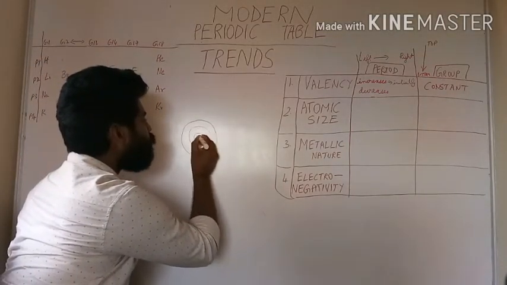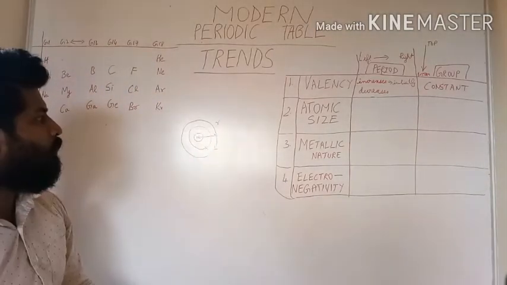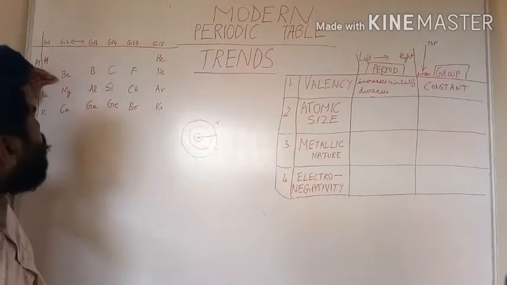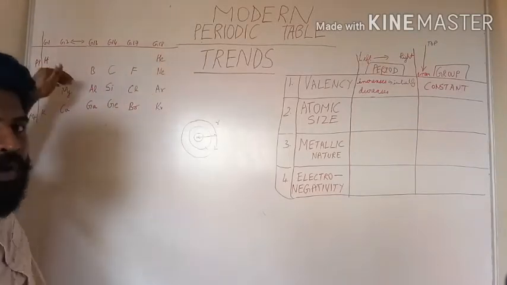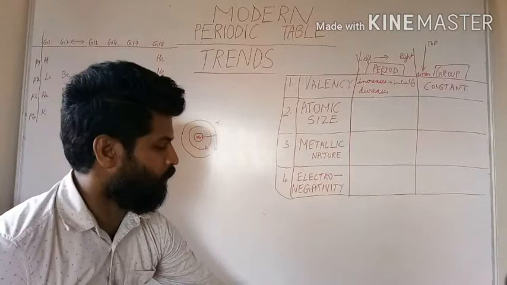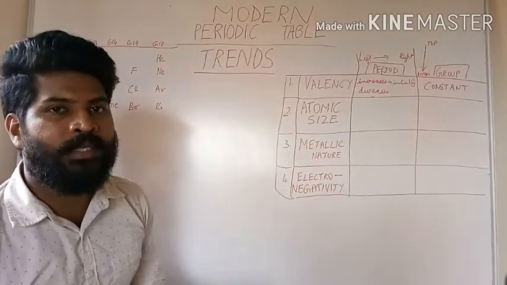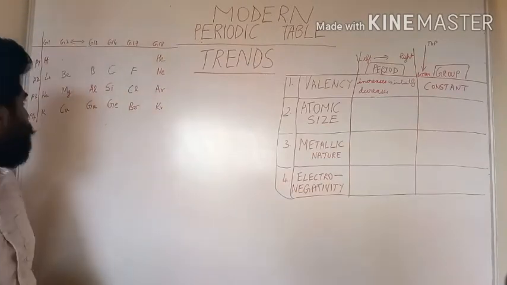So an atomic size or atomic radius is defined as the distance from the center of the nucleus to the outermost shell. Next question is, how does the atomic size change as we move from left to right and as we go down the group? Let us discuss this. First, let us take the group because it is very easy.